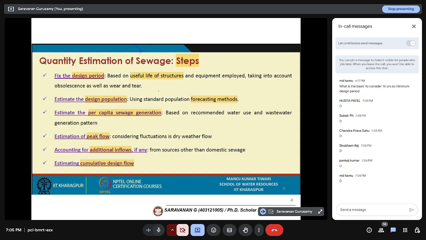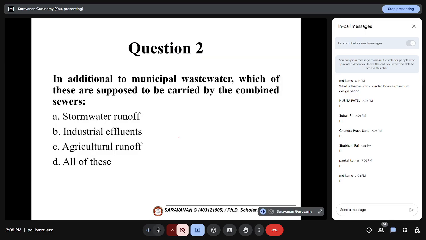Here you can see these are the estimation steps. We need the design period, design population, per capita, peak flow that is a factor, additional inflow, and cumulative design flow. These are all the factors we need to consider for designing a sewer, right? Thanks for the answer. We'll move on to the second question.